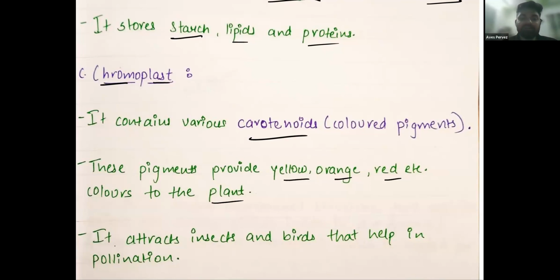Some plants and flowers are colorful because they help interact with insects and birds, and they generally help in pollination. What is pollination? That you are going to study in the 10th standard. So let it be.